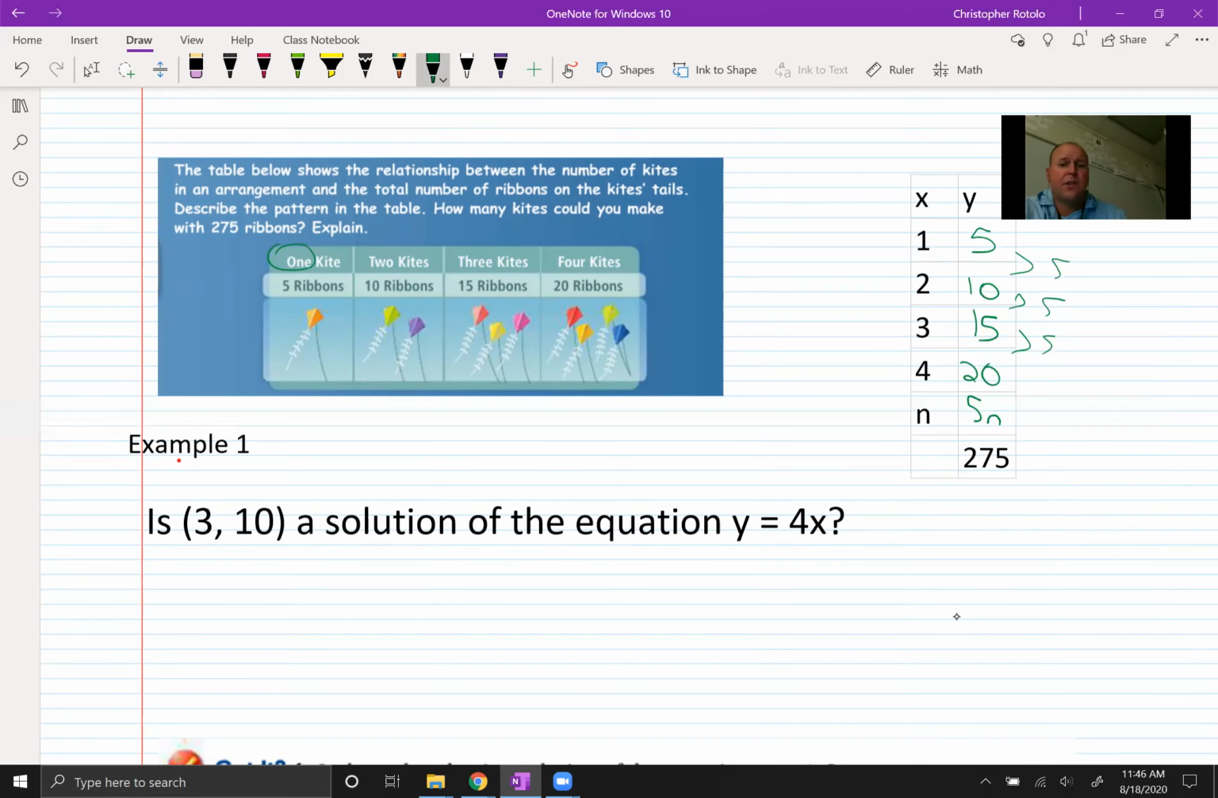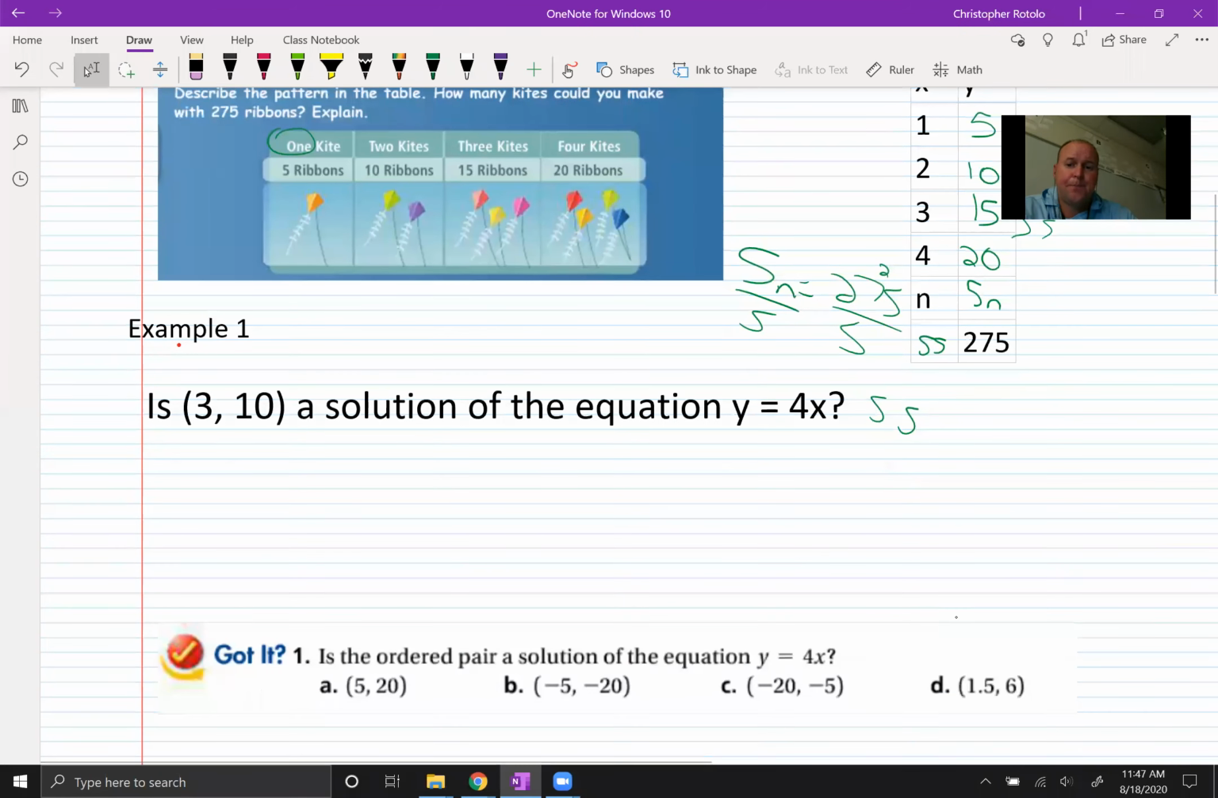Easy enough, right? So that's how we kind of build those. We know that's going to be there each and every time. What if there are 275 ribbons? Well, that means 5n has to be equal to 275. All right, it's divided by 5. So this is going to give us 5. We got a 2 left over, so 55 kites would give us 275 ribbons. Pretty cool. Works both ways, and it works. Eventually, we'll talk about how that's a linear equation and what's going on.